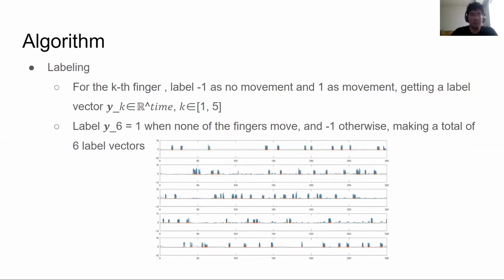Then the algorithm is as such. First, we do the labeling of the finger movement. For the kth finger, we label -1 as no movement and 1 as movement, getting a label vector of the length of time. And we add an additional dimension, y6. It is 1 when none of the fingers move and -1 otherwise. So there is a total of 6 label vectors. Next, please.